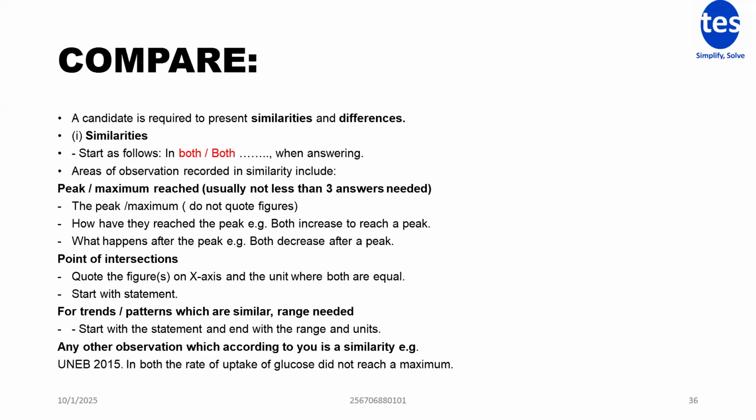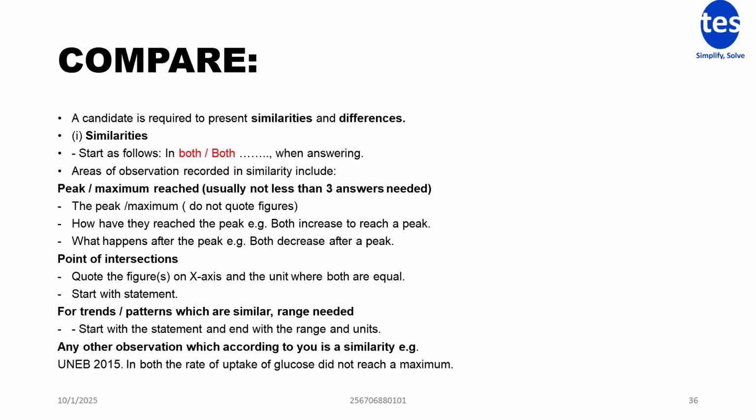And then another thing is for trends, strokes or patterns which are similar, or where a range is needed. Here you start with the statement and end with the range. For example, I say that they both increase gradually from 10 to 13 minutes. That's what we mean, where the range is the same. Like both of them are increasing.